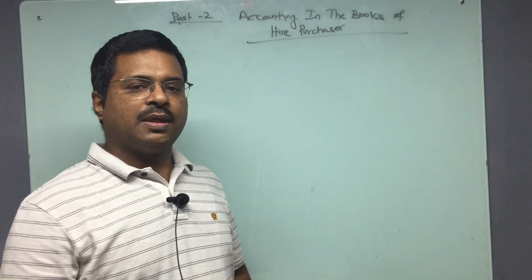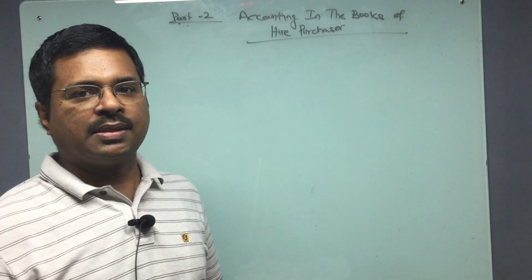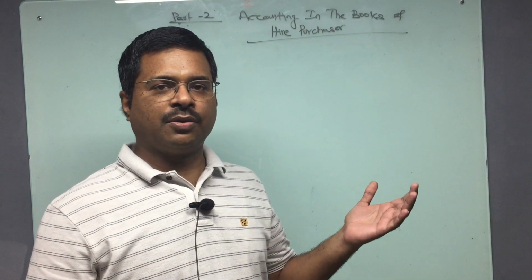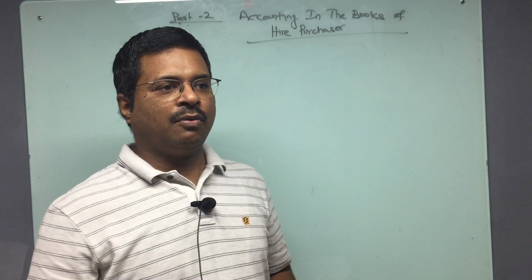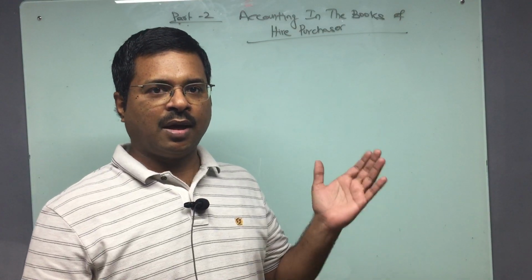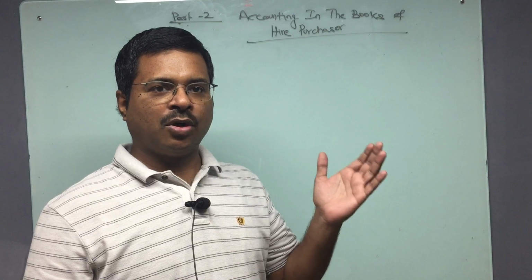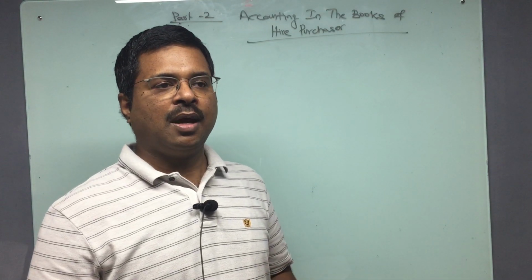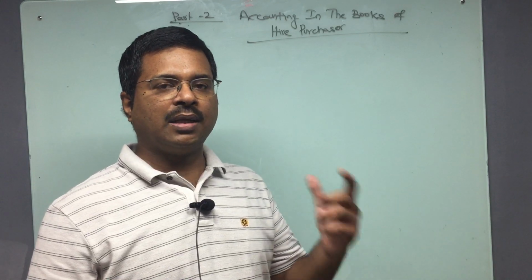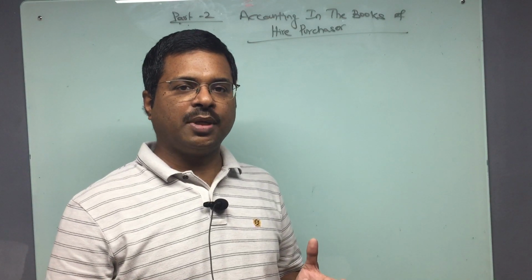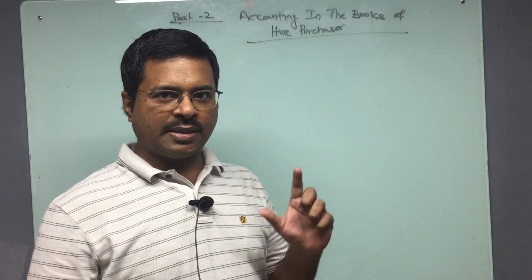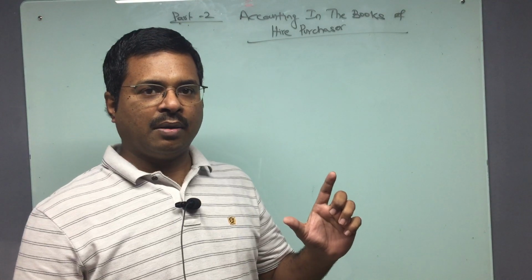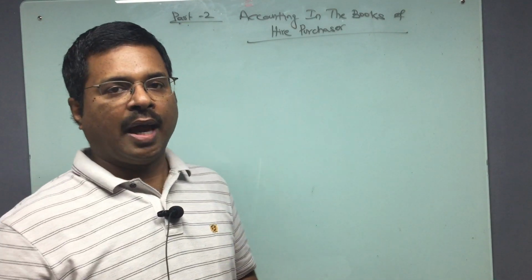Now we will discuss how the accounting entries have to be done in the books of hire purchaser. In our previous video, we explained the differences between hire purchase and installment, the terms of a hire purchase agreement, and how interest and other elements of hire purchase transactions have to be identified. We will take the same example and understand how the entries have to be done in the books of hire purchaser.